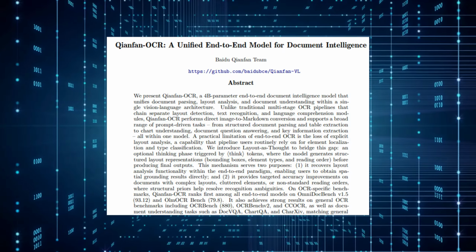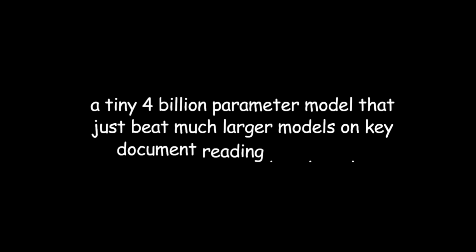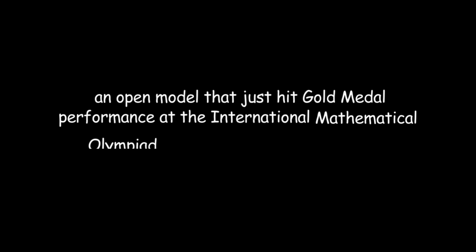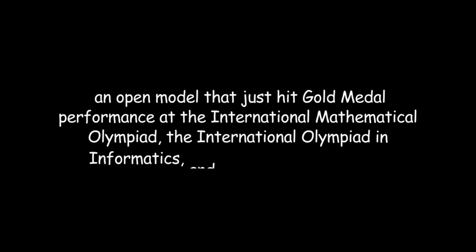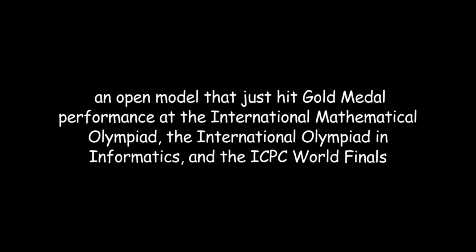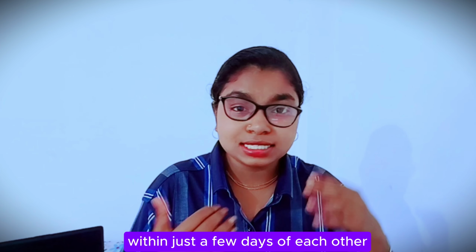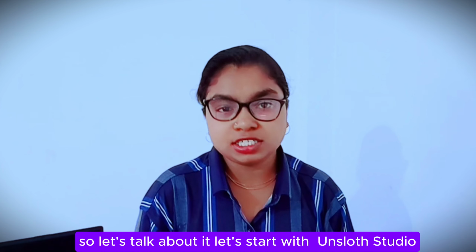Baidu's Qianfan-OCR, a tiny 4 billion parameter model that just beat much larger models on key document reading benchmarks. And NVIDIA's Nemotron Cascade 2, an open model that just hit gold medal performance at the International Mathematical Olympiad, the International Olympiad in Informatics, and the ICPC World Finals. And the crazy part is, all four of these dropped within just a few days of each other. So let's talk about it.